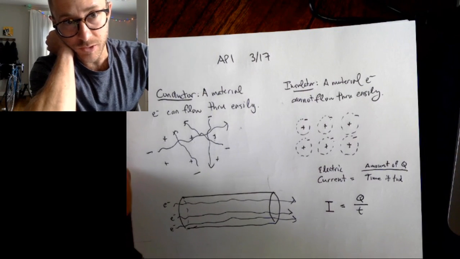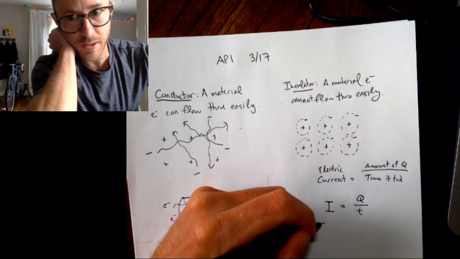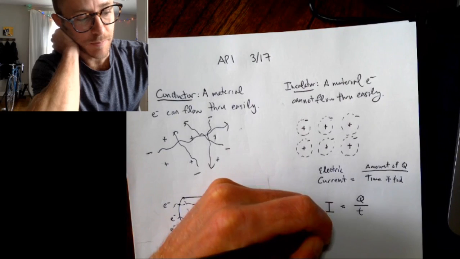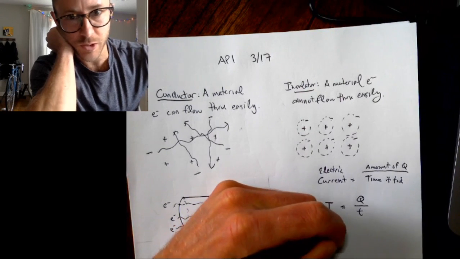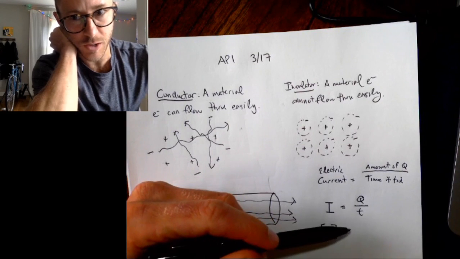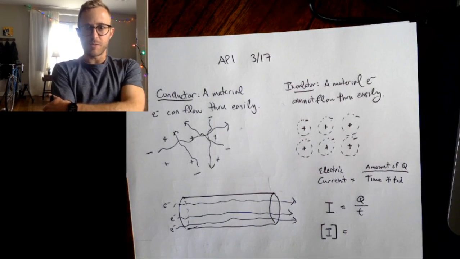From this, it's pretty easy to get the units of electric current. The units of electric current would be units of charge divided by units of time. I'll give you a second to think about what the units of current would be.